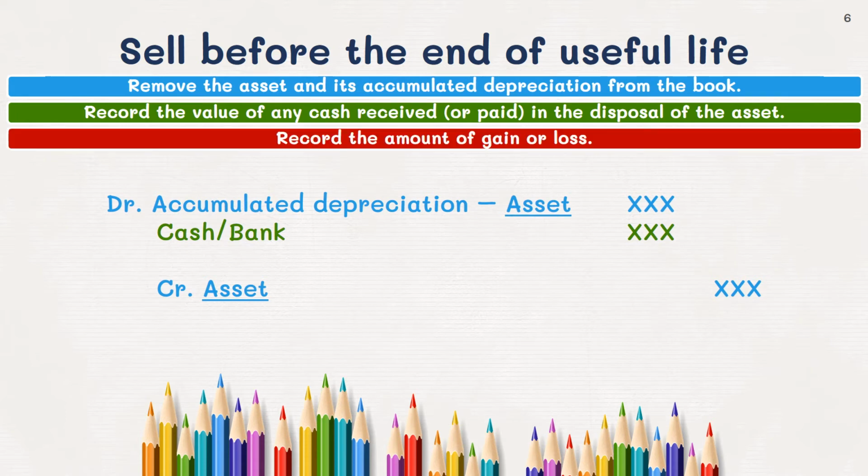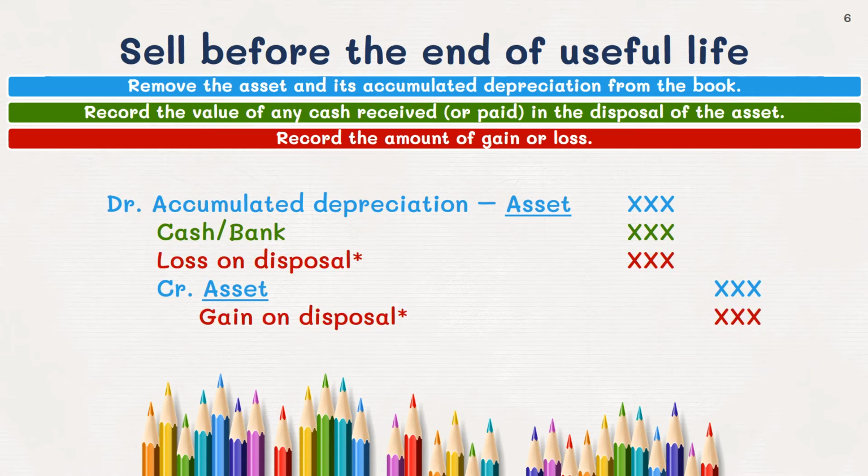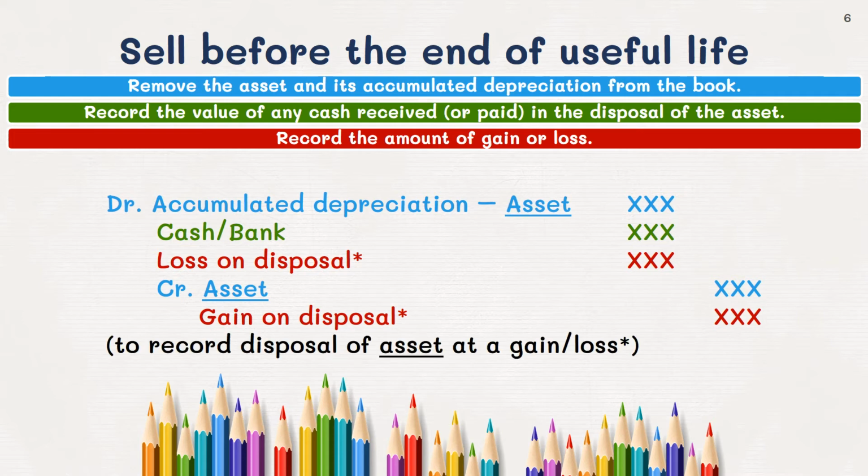And lastly, record the amount of gain or loss. Debit the loss on disposal account, or credit the gain on disposal account. Note that, we can only incur a gain or a loss but not both. As for explanation, write, to record the disposal of asset at a gain or loss.